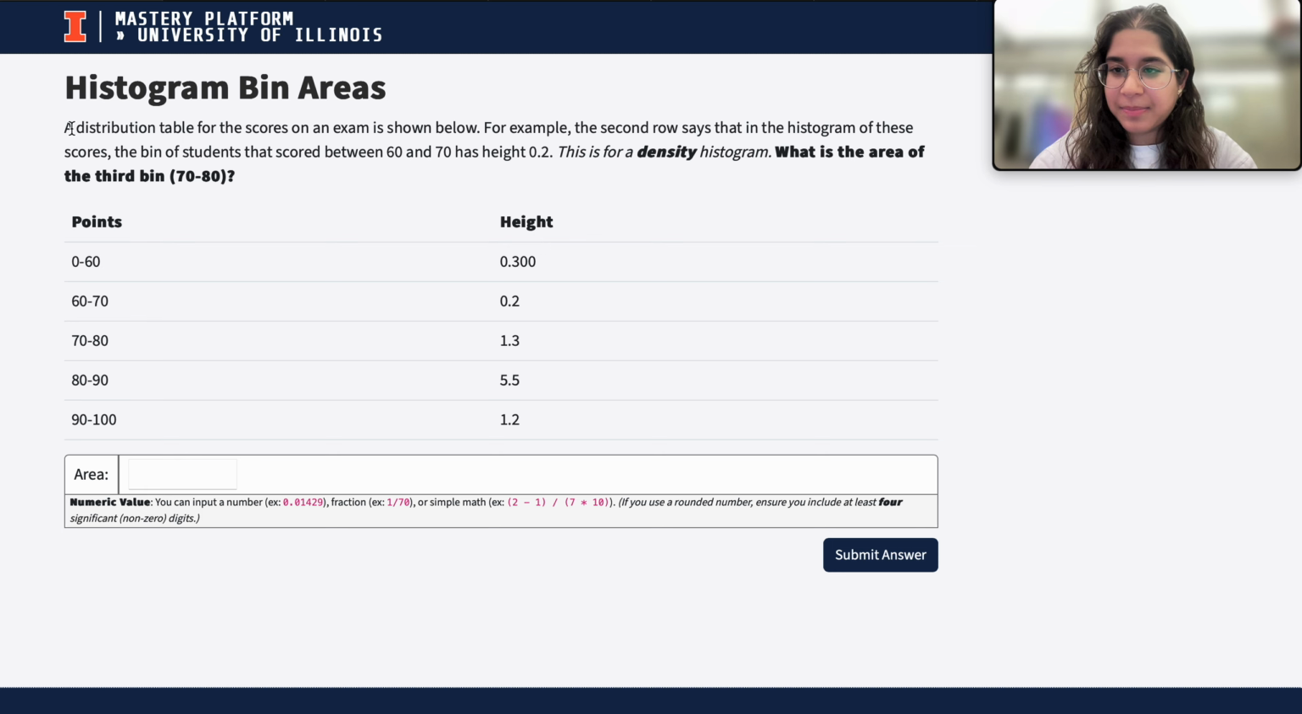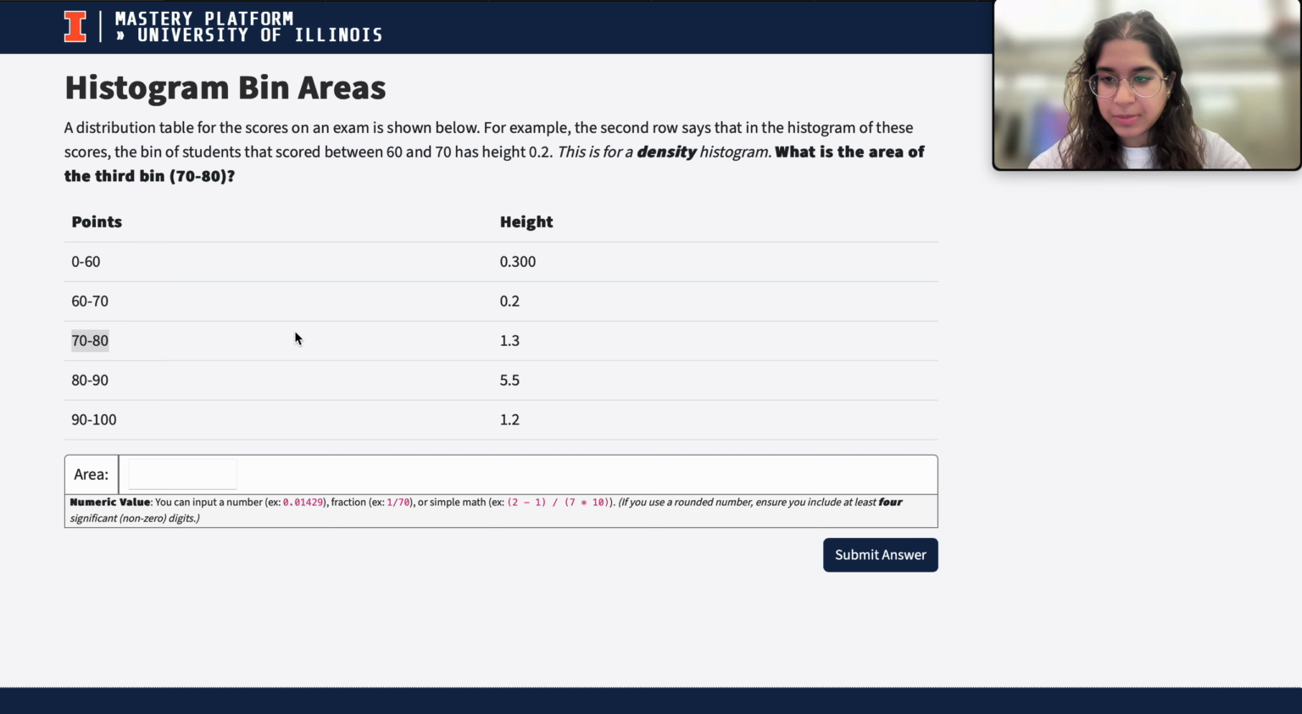So here we have a distribution table for the scores of an exam. For example, the second row shows that in the histogram of these scores, the bin of students that scored between 60 and 70 has height 0.2. What is the area for the third bin?